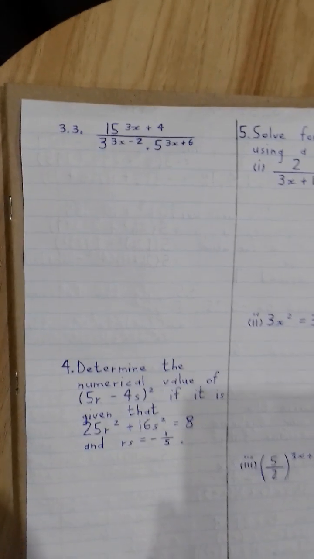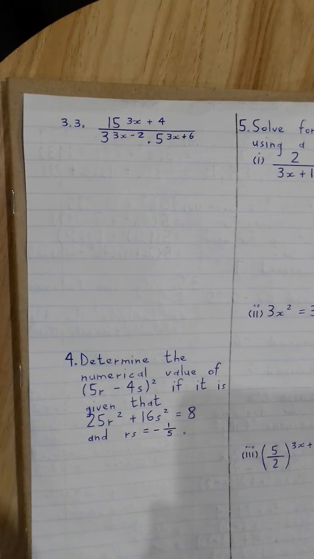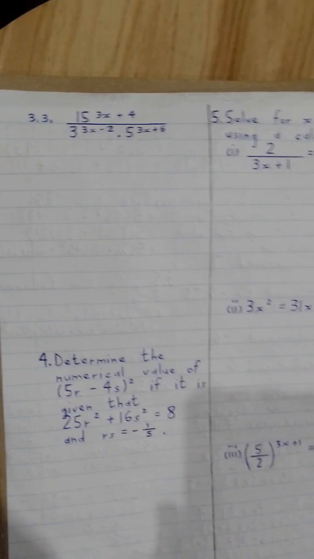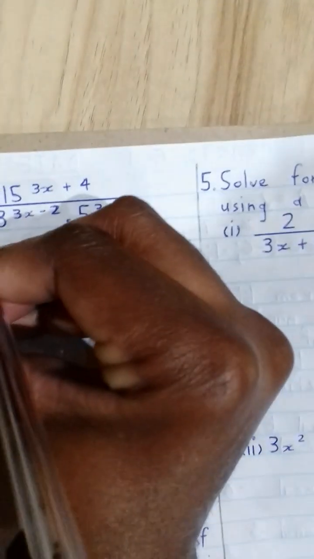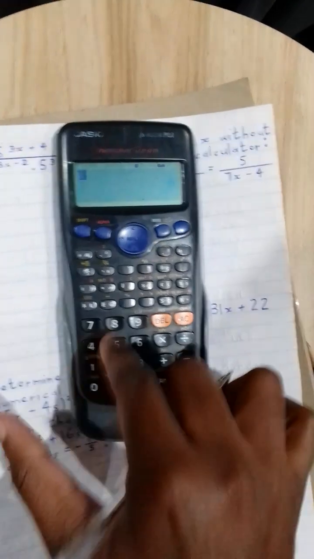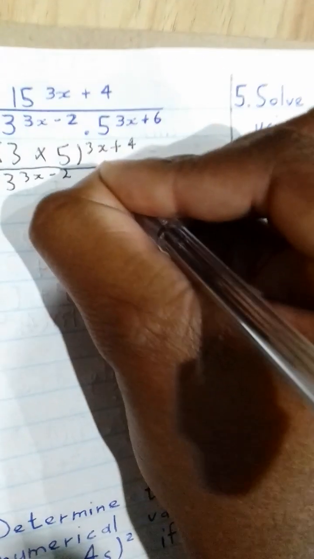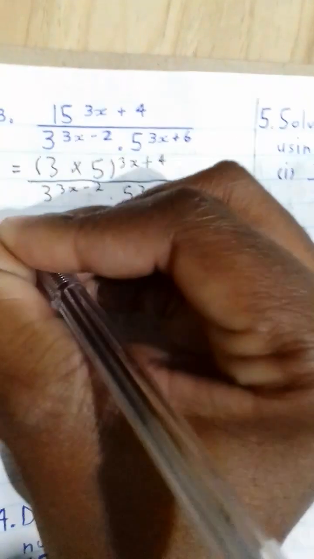Okay, 3.3. We have 15 to the power of 3x plus 4 over 3 to the power of 3x minus 2 times 5 to the power of 3x plus 6. 15 is 3 times 5, so we're going to put 3 times 5 to the power of 3x plus 4, over 3 and 5 are prime numbers, so 3 to the power of 3x minus 2 times 5 to the power of 3x plus 6.